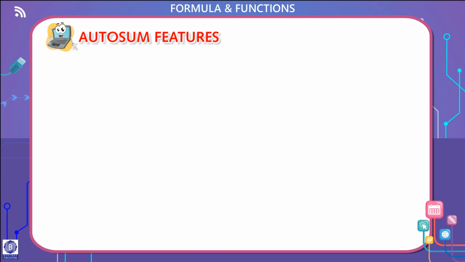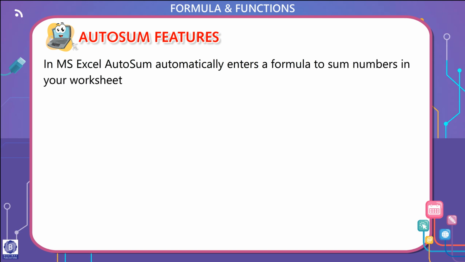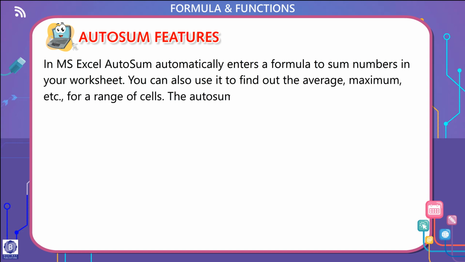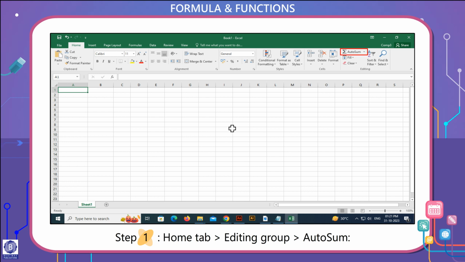AutoSum features. In MS Excel, AutoSum automatically enters a formula to sum numbers in your worksheet. You can also use it to find out the average, maximum, etc. for a range of cells. The AutoSum button is present at two places on the MS Excel ribbon. Step 1. Go to Home tab, go to Editing Group and go to AutoSum.